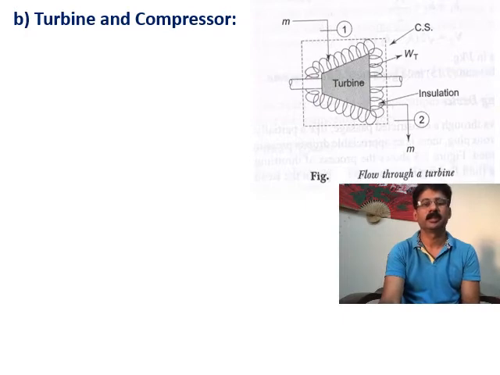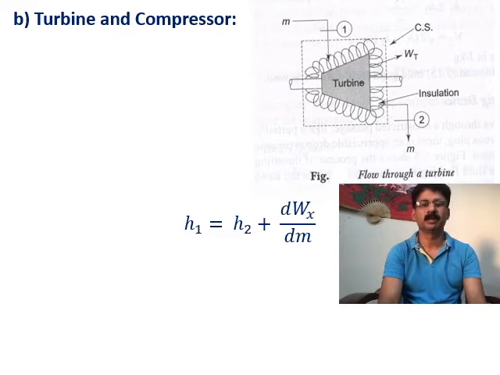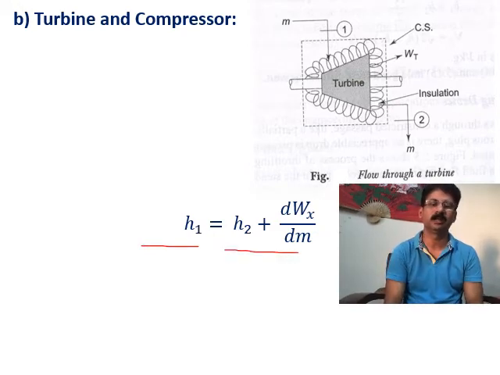Next is the turbine and the compressor. Because the turbine's reverse function is the compressor, we'll take any one. Here for a turbine, the h1 term will be there, velocity at the inlet and the exit are neglected, potential energy is also neglected, and there is no heat transfer. So the left hand side only h1 remains, right hand side you remain with h2 and the work term.